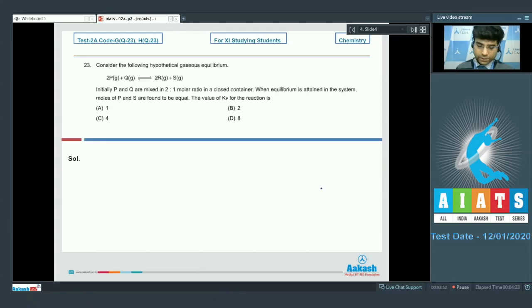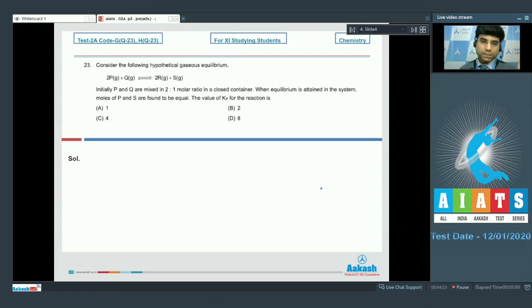Now let's move to the next question. It says: consider the following hypothetical gaseous equilibrium. Initially P and Q are mixed in a 2:1 molar ratio in a closed container. So if we have taken 2 moles of P, we have 1 mole of Q, and if we have taken 4 moles of P, we have 2 moles of Q. When equilibrium is attained in the system, the moles of P and S are found to be equal. So at equilibrium P and S have the same moles.